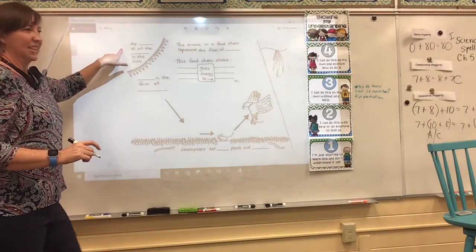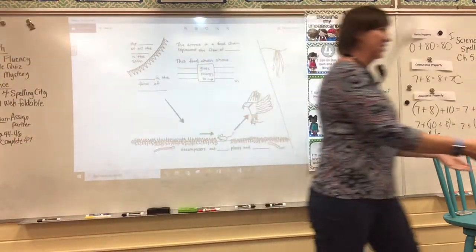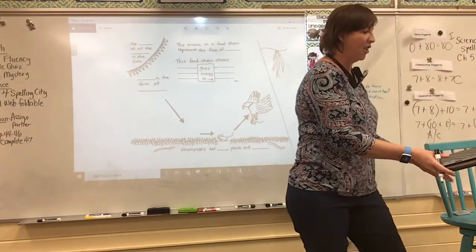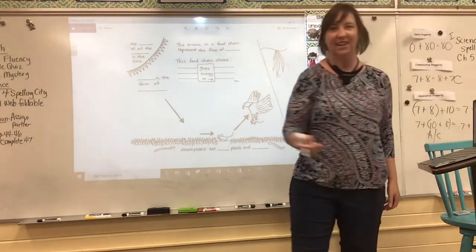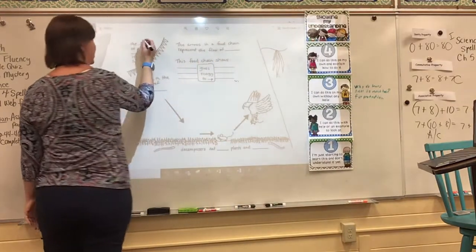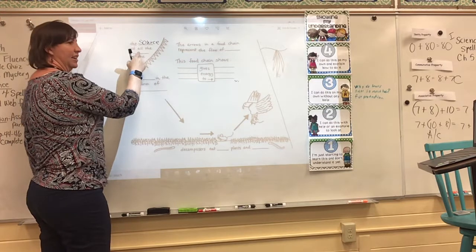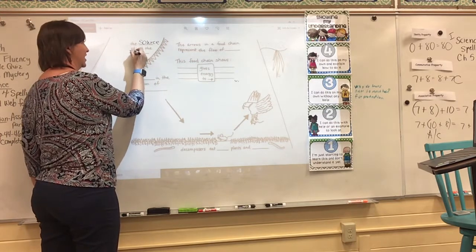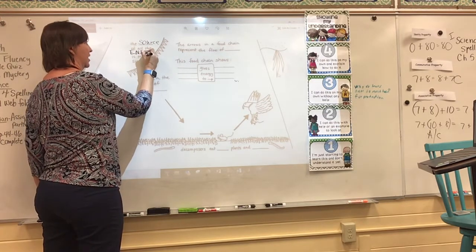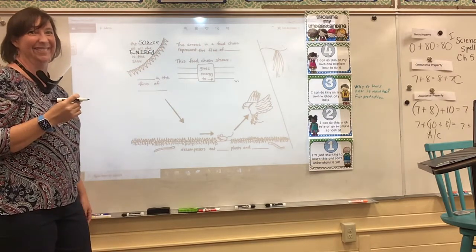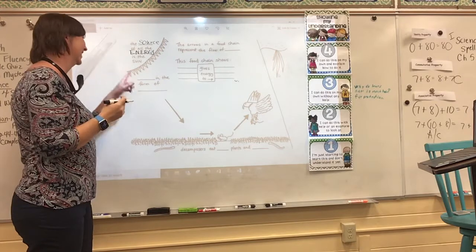Where are we going to start? Up top. In the sun. The blank is the source of all blank is the sun. So this one is source of all the energy. Now you need to keep your art supplies quiet right now. We've had a whole day of coloring.